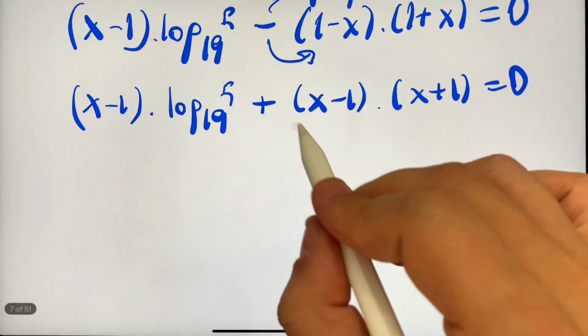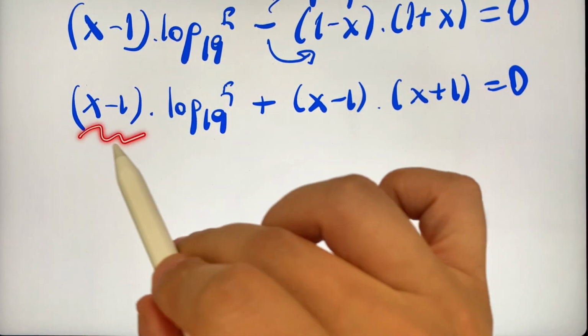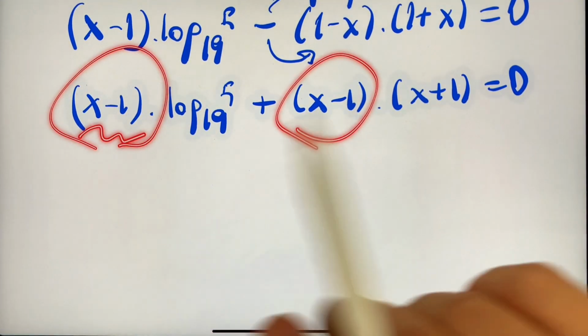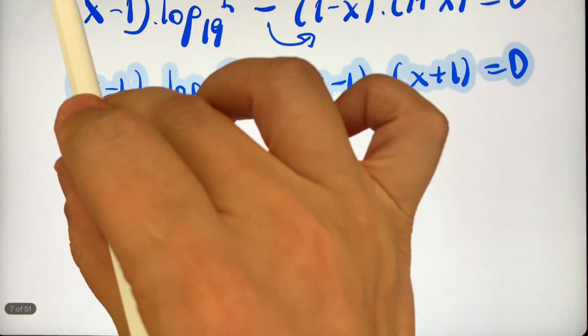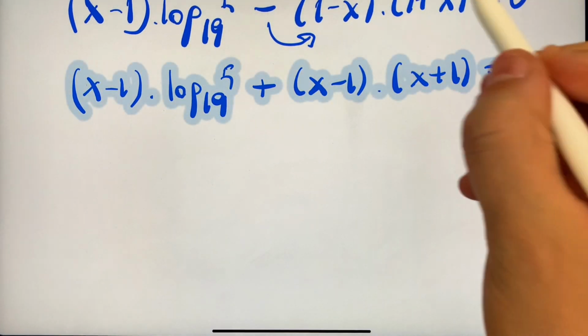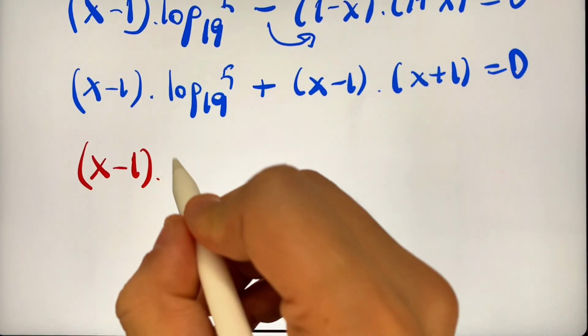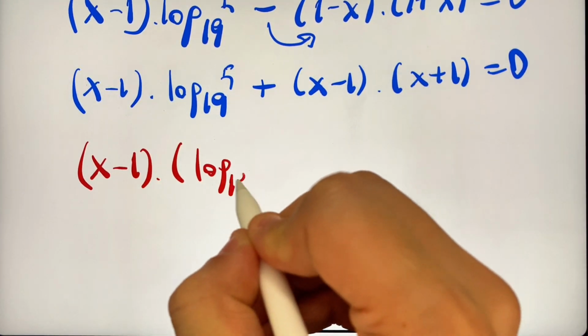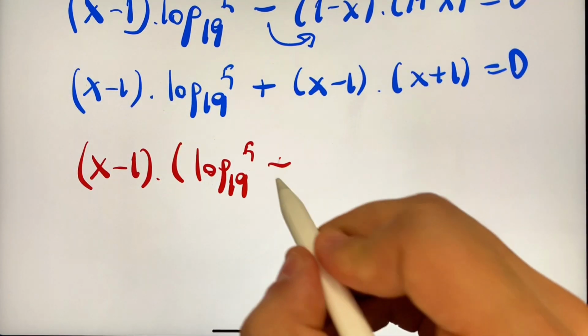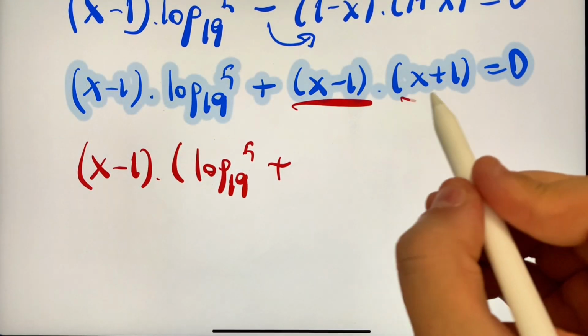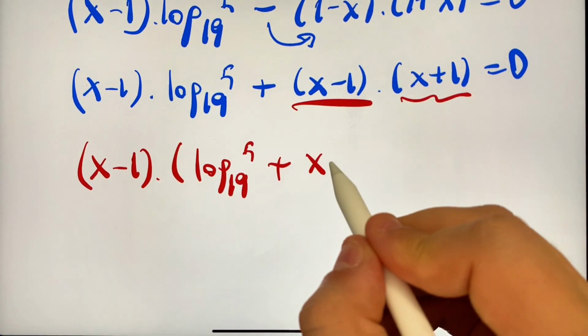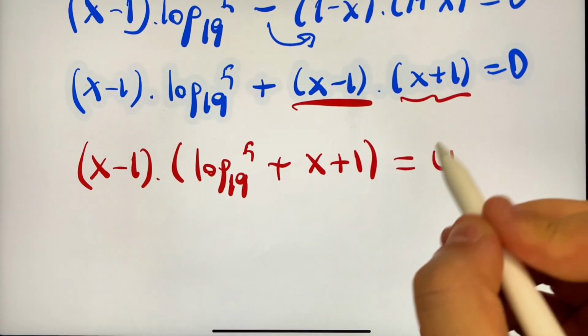Now I can hear you. This is x minus 1, this is x minus 1. Then I use this algebraic expression, I can get the x minus 1 bracket. What comes in this case? (x minus 1) in brackets times logarithm 19 in base 5, plus this is gone, we have nothing to do with it anymore. Our remaining algebraic expression, x plus 1, is equal to 0.